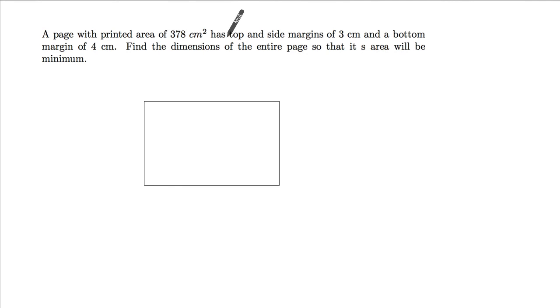So we have an area of 378. Top and side margin is 3. So there's a margin. Okay, so this is 3, and this is also 3, and the bottom is 4. So this is 4.